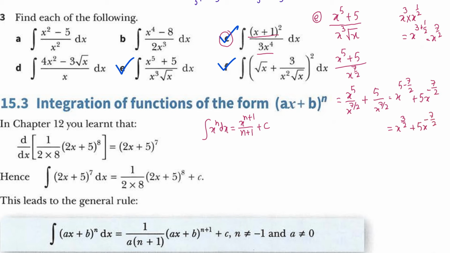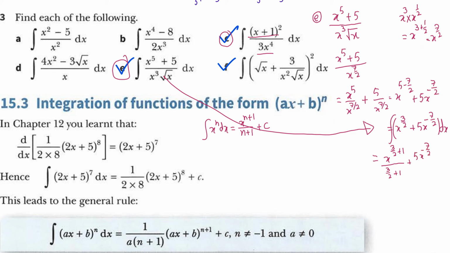This is before integration. To do question number 3e, this is the basic part, the simplification part. We have to do that first, then apply integration here. With the power, we are going to add 1, which is 3 by 2 plus 1, divided by the same thing, 3 by 2 plus 1, plus 5 x to the power minus 7 by 2 plus 1, divided by the same thing, minus 7 by 2 plus 1.